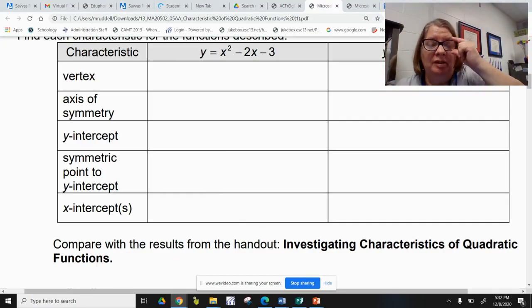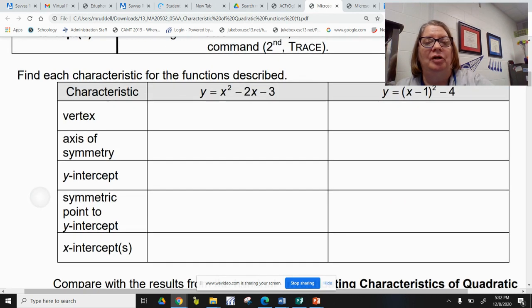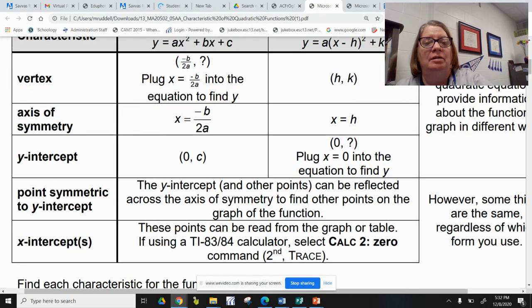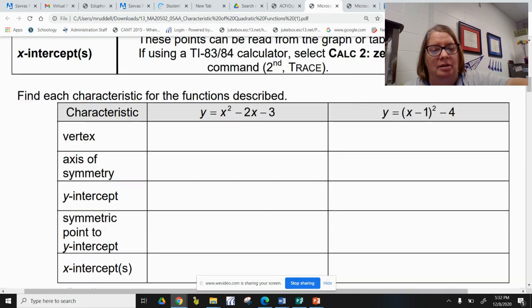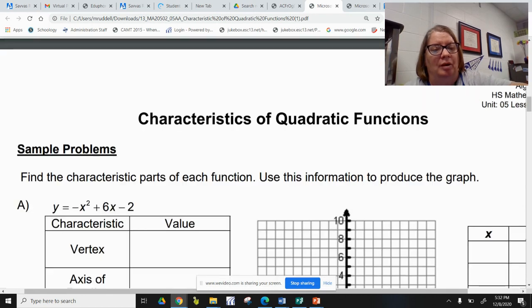Okay, so in the previous video, we looked at these examples and we learned how to find the different parts and pieces of a quadratic function from the two different forms of the equation. We talked about that. We also looked at how to find it using the calculator. So let's now go and look at the sample problems.